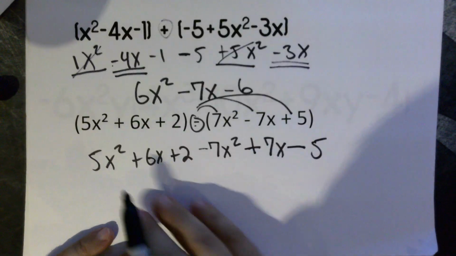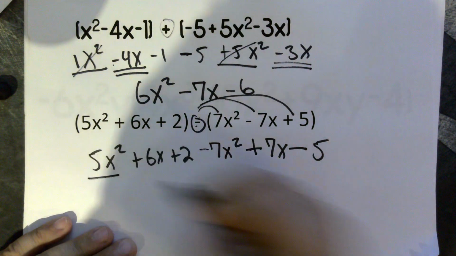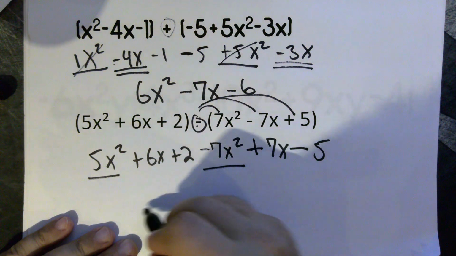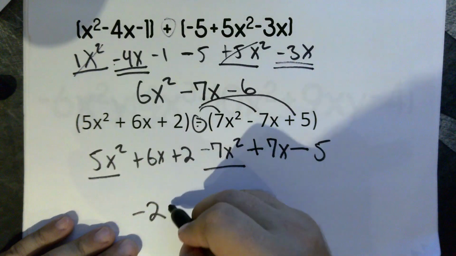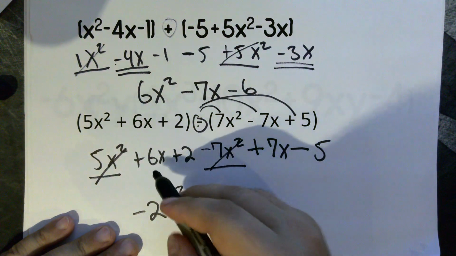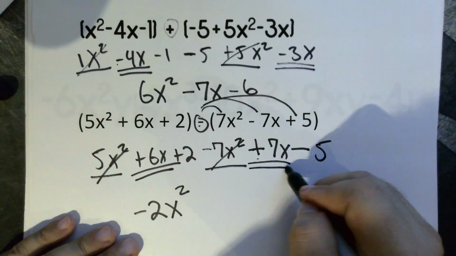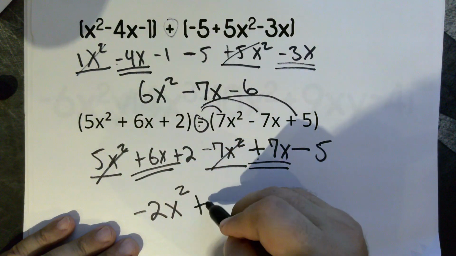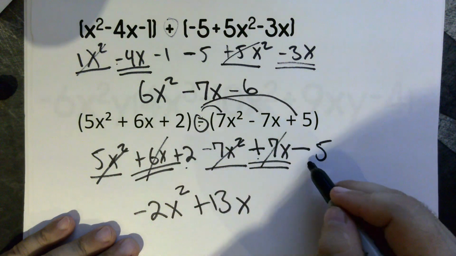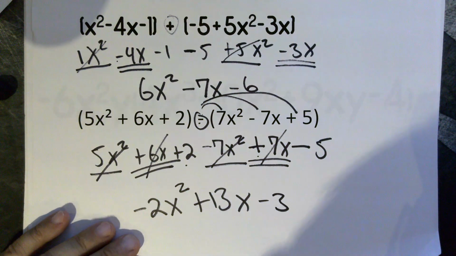Okay, now that we have rewritten it, we do the exact same thing as when we combined like terms in the previous question. 5x squared is like negative 7x squared. 5 minus 7, negative 2. You keep the x squared. Cross them off. 6x, positive 6x, positive 7x. 6 plus 7 is 13, so 13x. And then we've got 2 minus 5, so we've got 3 more negatives than positives there. 2 minus 5 is negative 3.